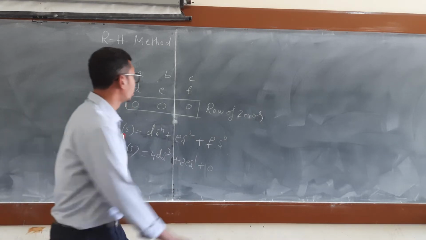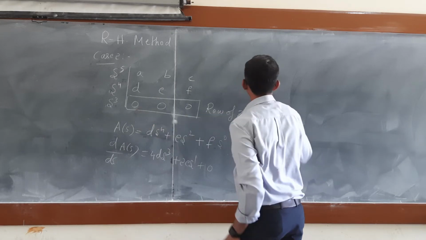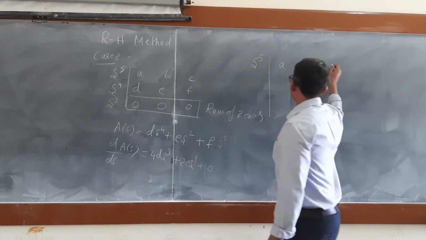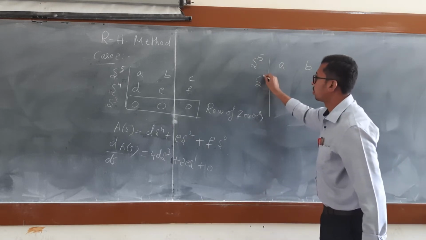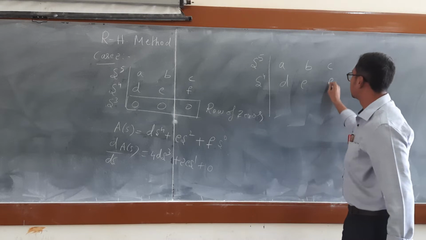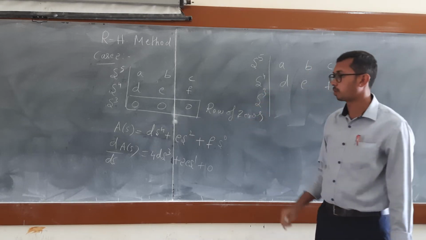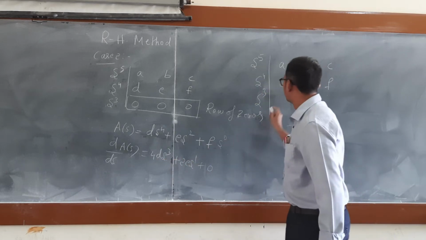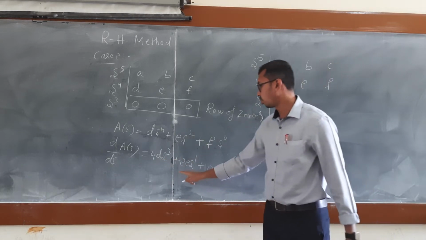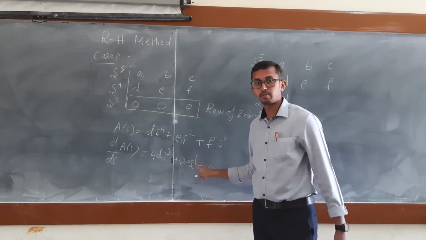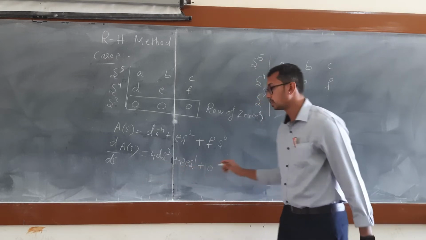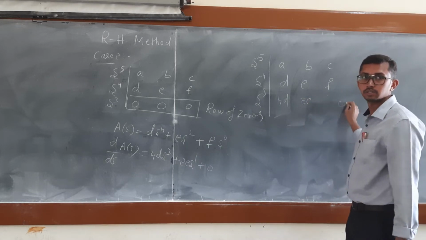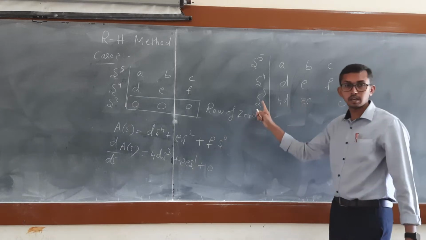Now what I am going to do is, instead of the zeros in s to the power of 3, rewrite the array: s to the power of 5, a, b, c; s to the power of 4, d, e, f. Next, s to the power of 3. What is the coefficient of s to the power of 3 here? 4d. What is the coefficient of s to the power of 1? 2e, and this one is 0. So I completed the row, right?